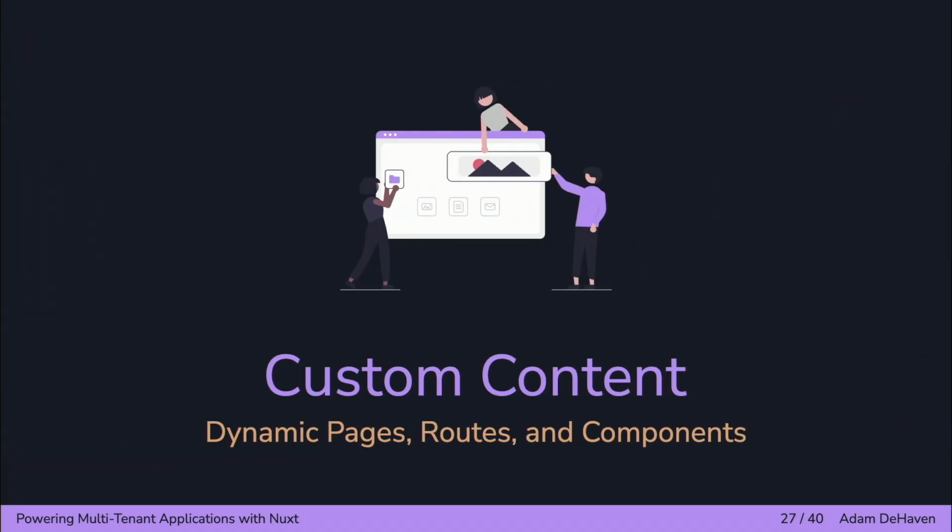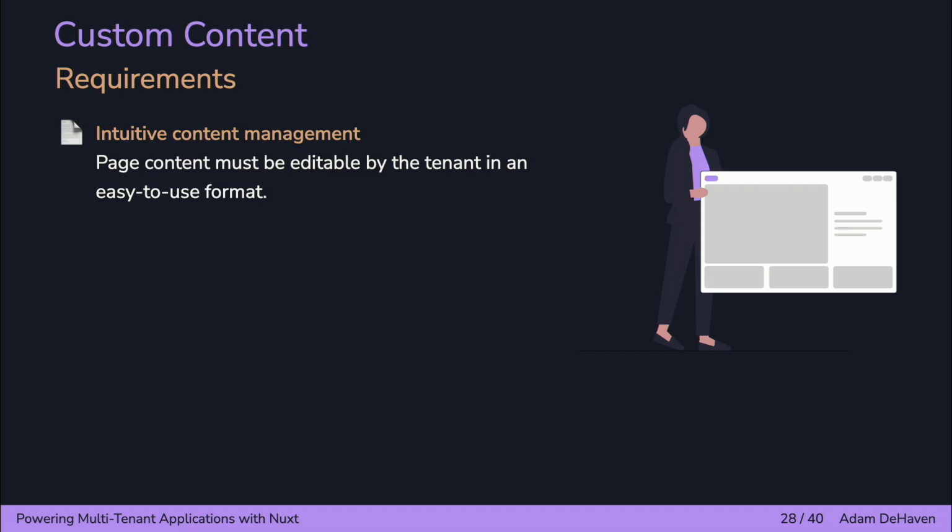So now let's enable our tenants to customize the pages and the content, which is arguably the most impactful form of customization. So supporting this level of customization introduces complexity, which typically calls for an architecture designed with flexibility. So let's go over a few of our key requirements. So page content must be configurable by the tenant in an easy-to-use format, right? We want editing, creating, deleting content to be easy and seamless.